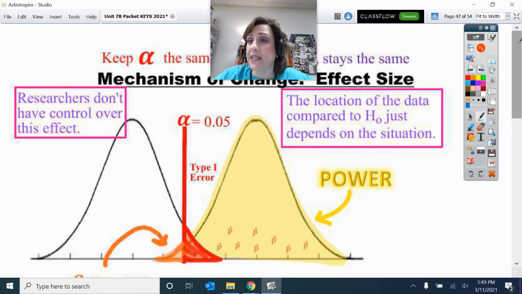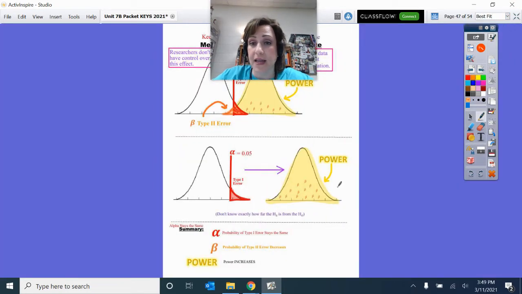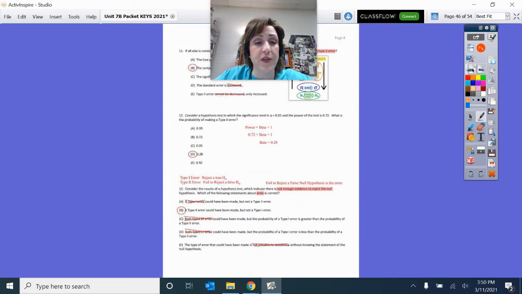So here is that effect size where you can see that the farther that you are away from the null hypothesis, see here it's closer, but here HA is farther. The farther you are away, then the more likely you are to have more samples that will allow you to detect the effect and reject the null hypothesis. Okay, so that's what's happening there.